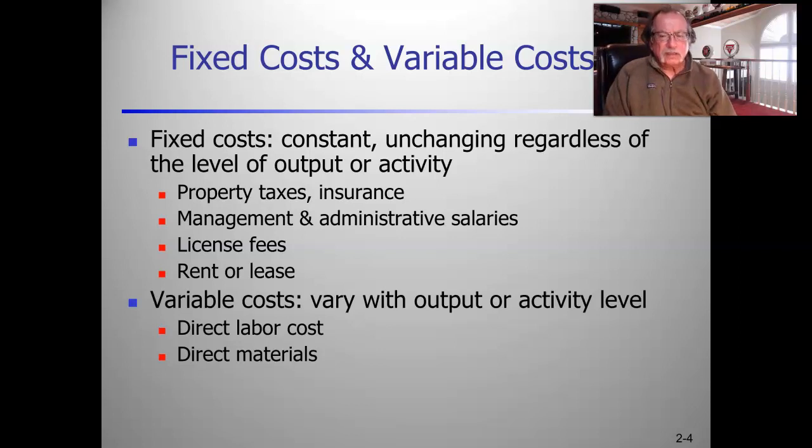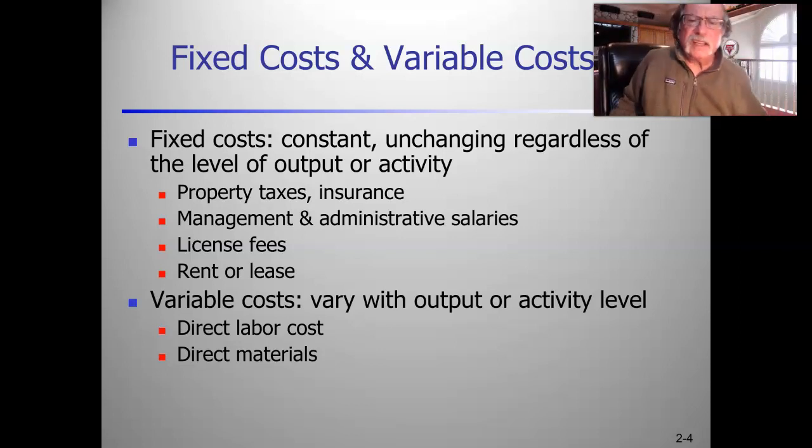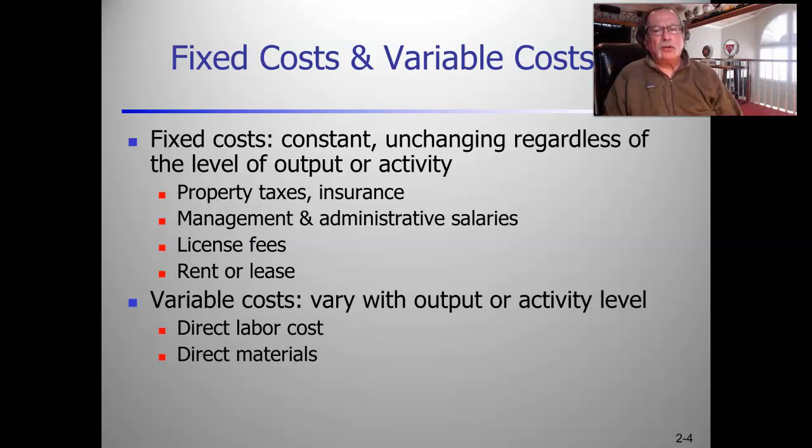And conversely, variable costs change with the output or activity level. So things that we talked about in the last lesson: direct labor costs, direct material costs. Your material cost, the more you make, the more the cost is. The direct labor cost, the more you produce, the more your labor cost is.